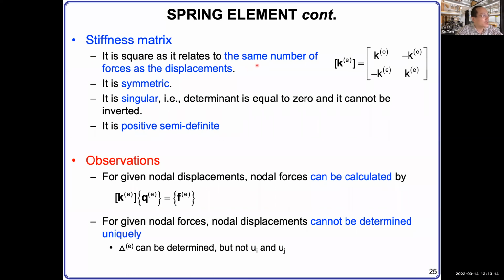It relates to the same number of forces with the same number of displacements, right? For this case, we only have 2 forces and 2 displacements on 2 nodes, right? If you have X, Y, Z, 3 different directions, you have 6 forces and 6 displacements on the 2 nodes, right? Every node has X, Y, Z. We will explain that in the truss structure, okay? And this matrix is symmetric, singular, and positive semi-definite, okay?